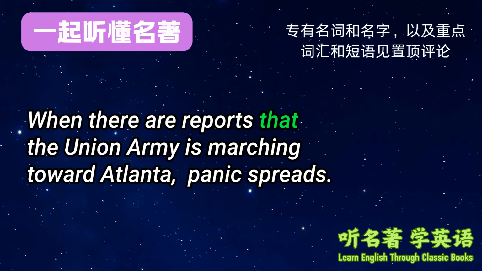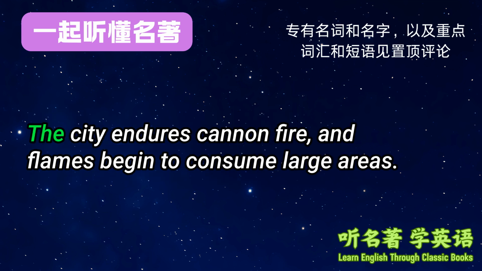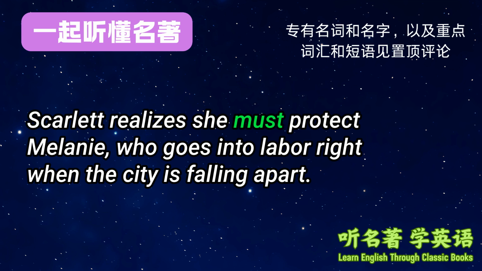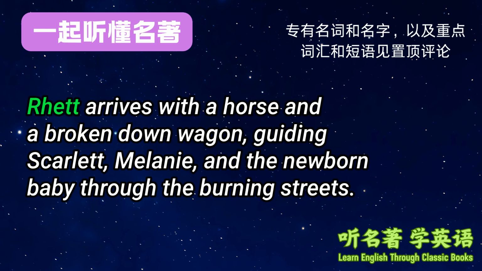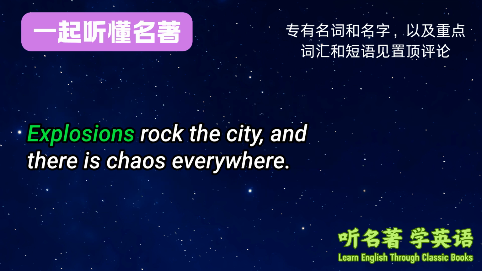When there are reports that the Union Army is marching toward Atlanta, panic spreads. The city endures cannon fire, and flames begin to consume large areas. Scarlett realizes she must protect Melanie, who goes into labor right when the city is falling apart. Seeking an escape, Scarlett begs Rhett Butler to help her flee. Rhett arrives with a horse and a broken-down wagon, guiding Scarlett, Melanie, and the newborn baby through the burning streets. Explosions rock the city, and there is chaos everywhere.